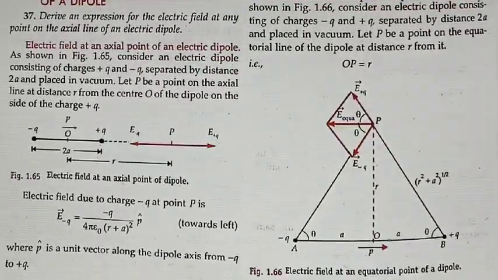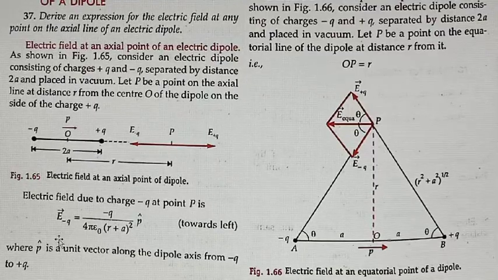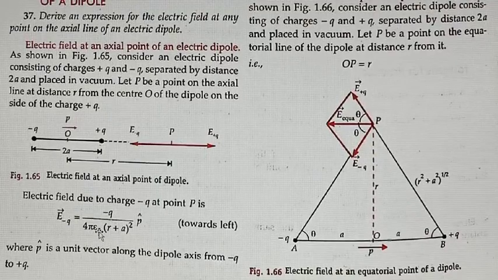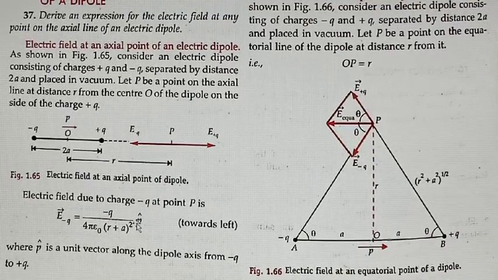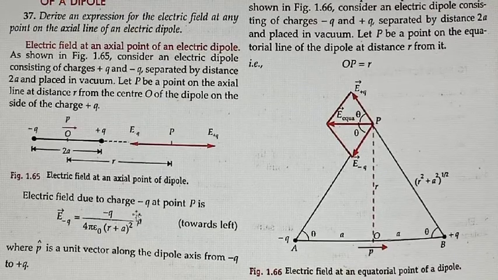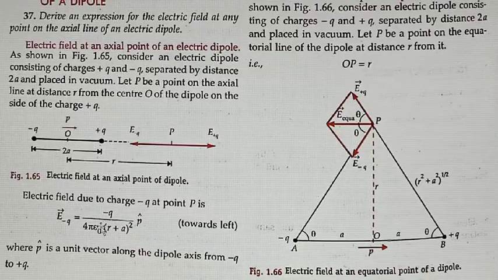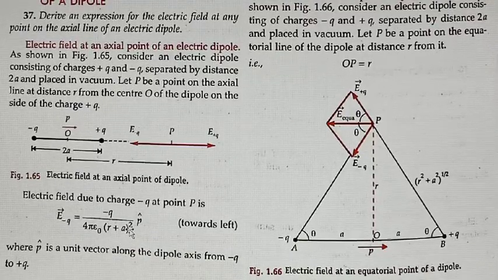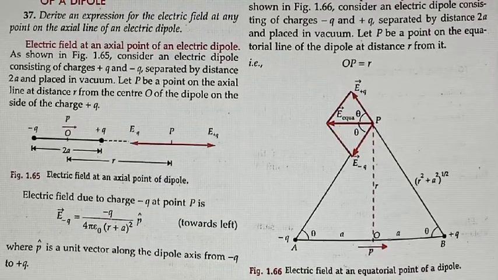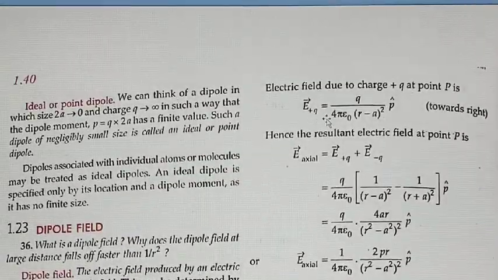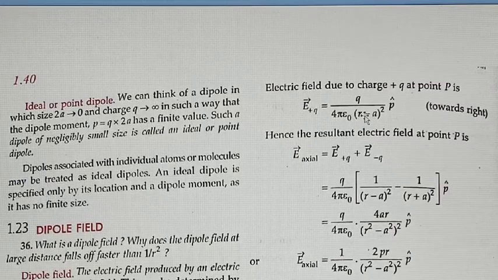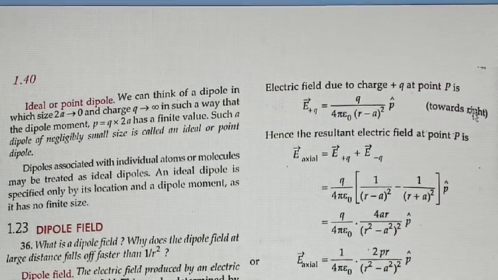You can do it in a different way also. You can put E minus Q is equal to Q by 4 pi epsilon naught times R plus A square towards left. You may not give the notation P cap. Simply you will write E minus Q is equal to Q by 4 pi epsilon naught times R plus A square towards left, and then E plus Q is equal to Q by 4 pi epsilon naught times R minus A square towards right.